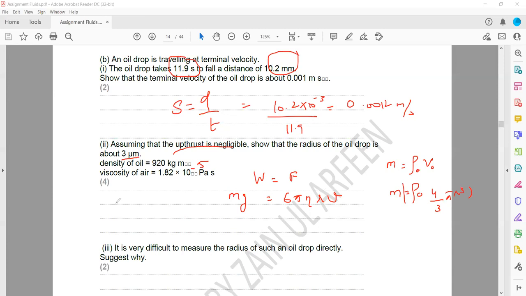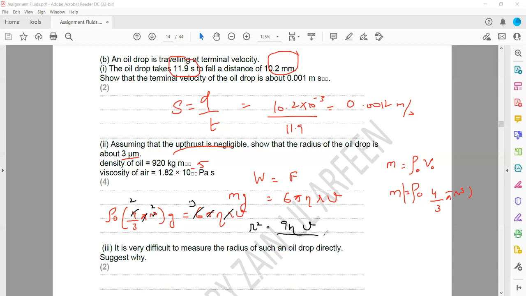So in place of mass, I can write density multiplied by 4 by 3 pi r cubed, multiplied by gravity, is equal to 6 pi eta r v. Now we simplify this. So this r will cancel with r cubed, so r squared will be there. Then this will be 2 and this will be 3, so 3 will be multiplied there. Pi will cancel with pi. So this will give us r squared. So r squared is equal to 3 multiplied by 3, 9.